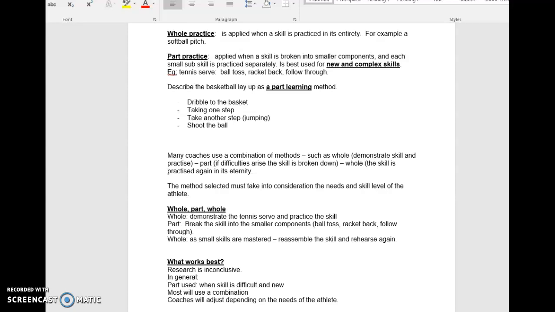Or is the skill quite an easy one that the athletes can practice in their entirety? Sometimes the skill might not be easy, but the athlete is motivated to practice that skill until it's perfected. And that's where we can use our gymnast at the start as an example, as a whole massed practice.